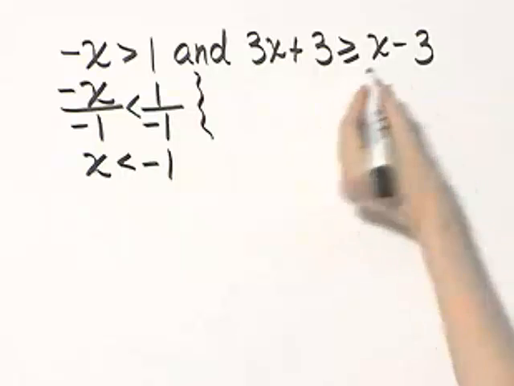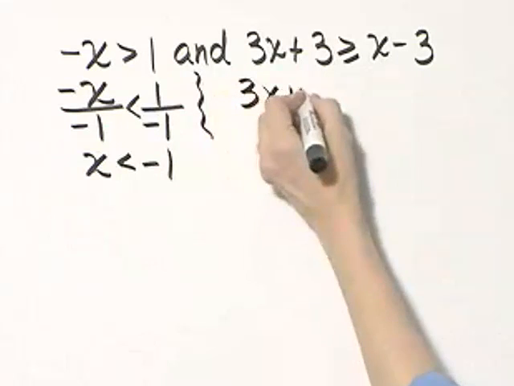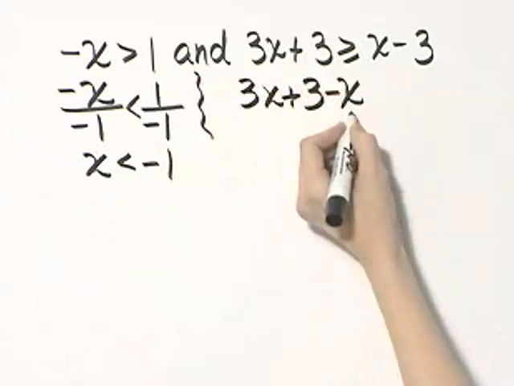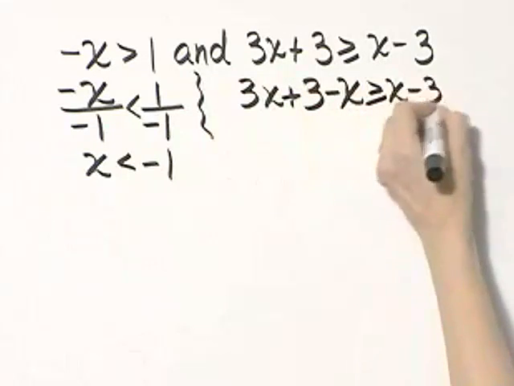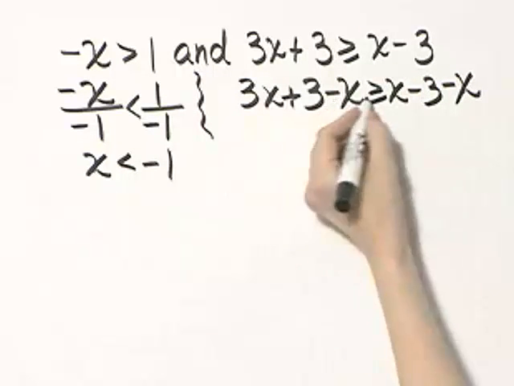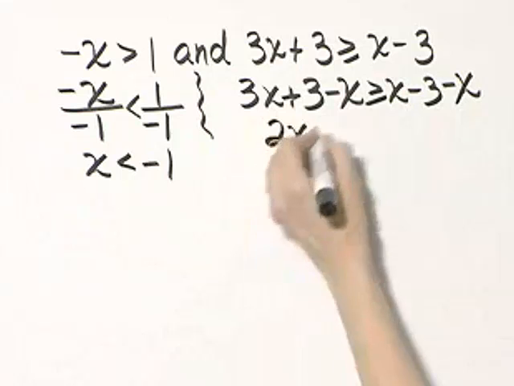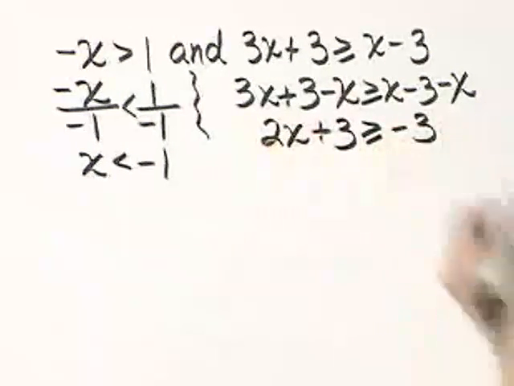Now let's continue with the other inequality. How do I solve this? I will subtract x from both sides. So I have 3x plus 3. I'll subtract x from the left side. And now I'll subtract x from the right side. Notice on the left side, 3x minus x, that's 2x plus 3 greater than or equal to negative 3.